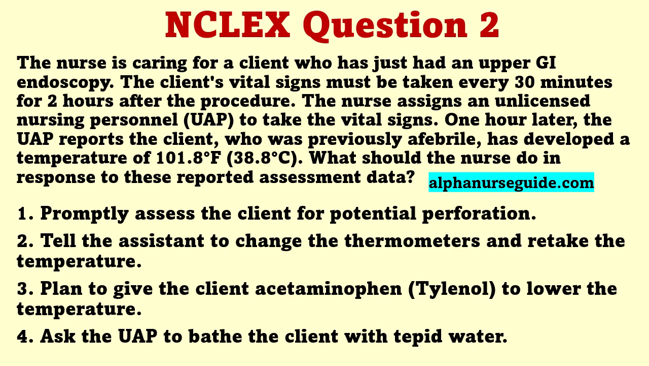A sudden spike in temperature following an endoscopic procedure may indicate perforation of the GI tract. The nurse should promptly conduct a further assessment of the client, looking for further indicators of perforation, such as a sudden onset of acute upper abdominal pain, a rigid, board-like abdomen, and developing signs of shock.